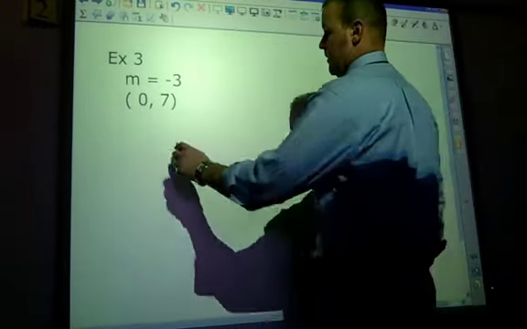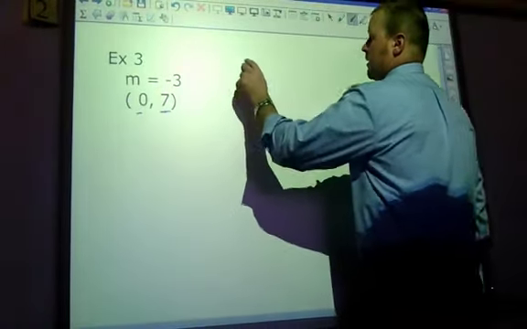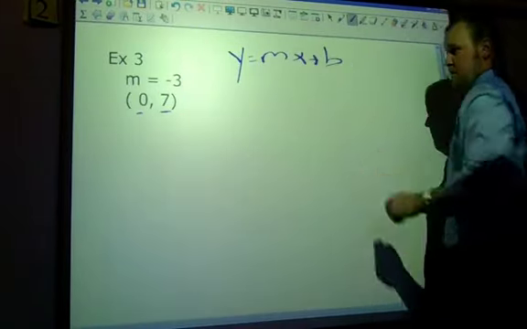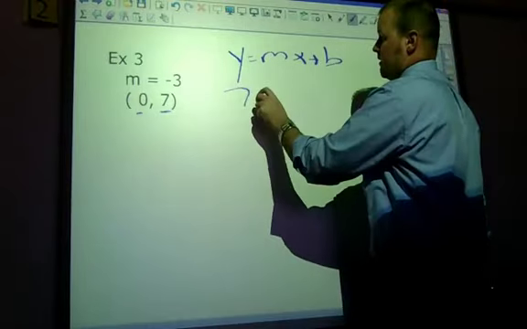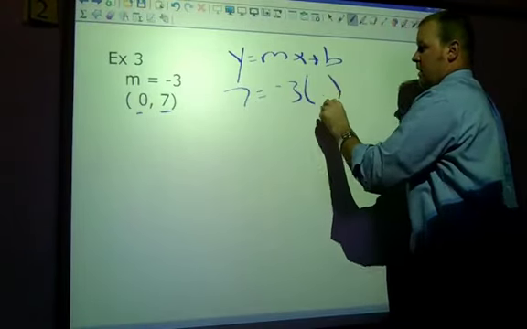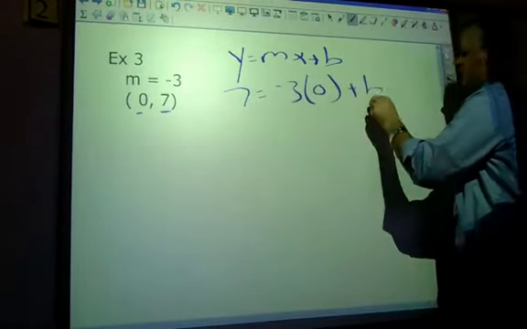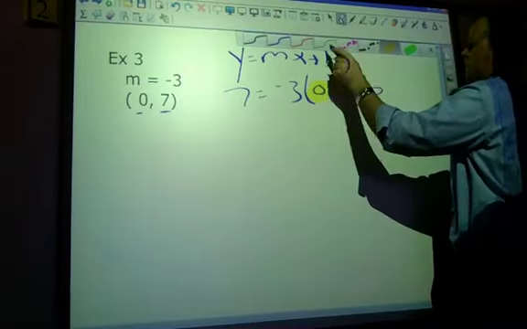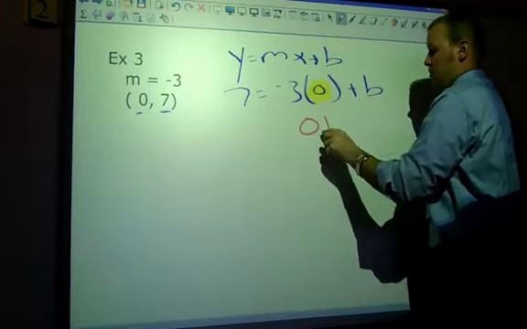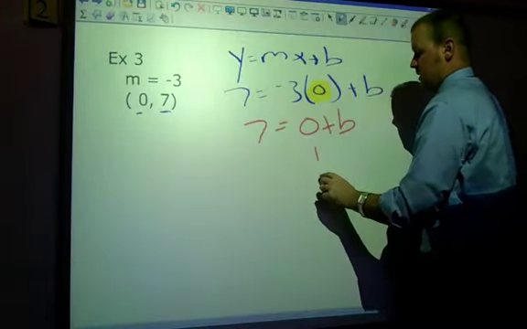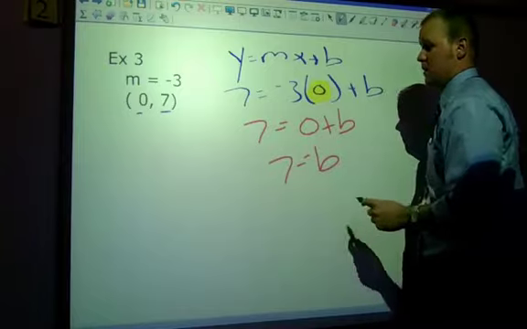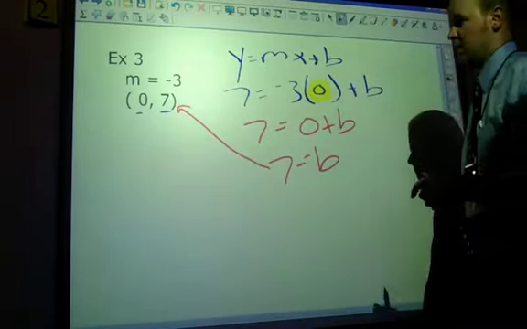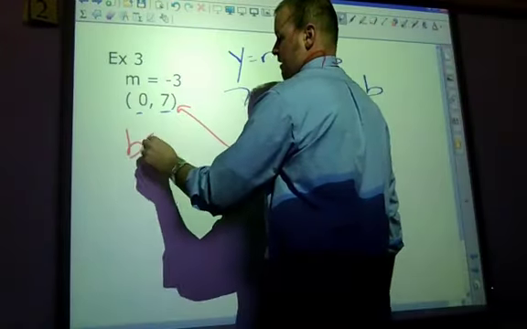Alright, so we'll go through. y equals mx plus b. y is 7, negative 3, x is 0, plus b. Now with x being 0, I know anything times 0 is 0. So I get 0 plus b equals 7, and I get b equals 7. Well, I should have figured that out right here when they gave me 0, 7. That means b equals 7.